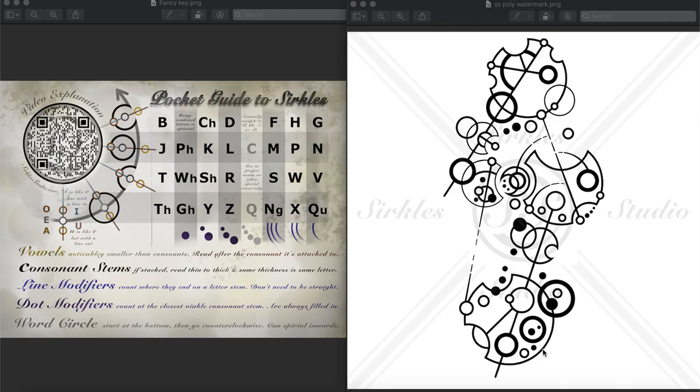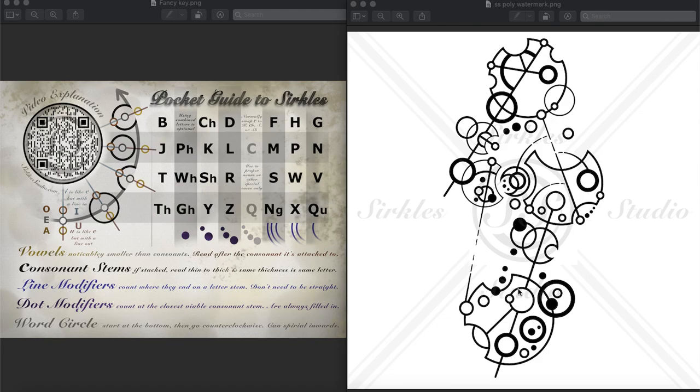So P-O. Then we have an L with 3 dots. A 3-dot modifier circle inside the word circle is an L. Then we have a circle on the line of the word circle, which is this letter stem. And there are 2 dots, so that's a Y. These dots can be big, they can be little, inside, outside, wherever, so long as they're closest to the stem that we need it to count to, it counts.